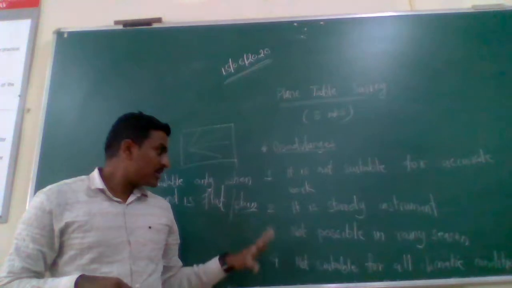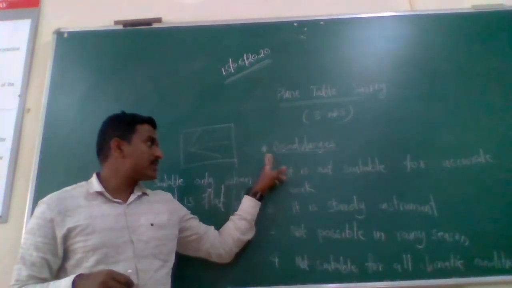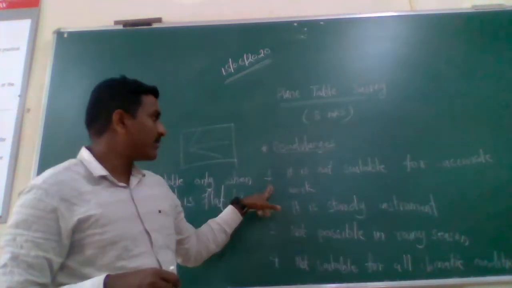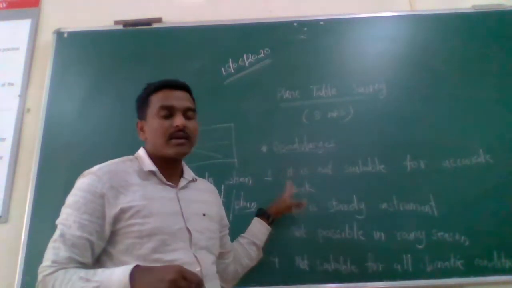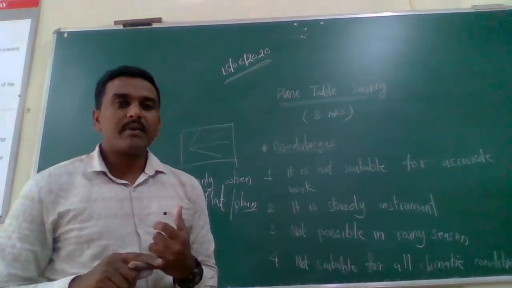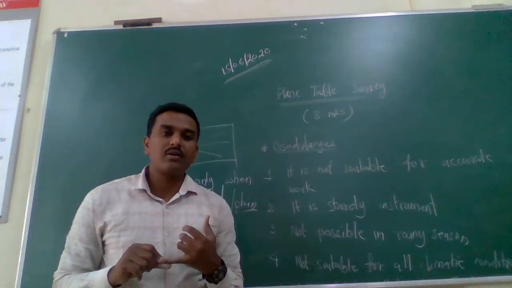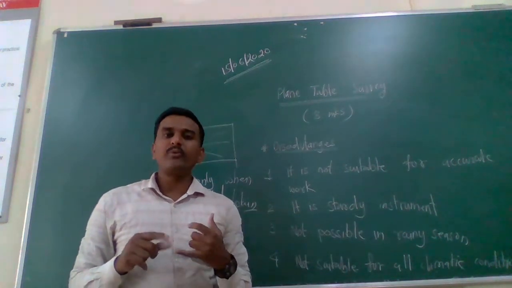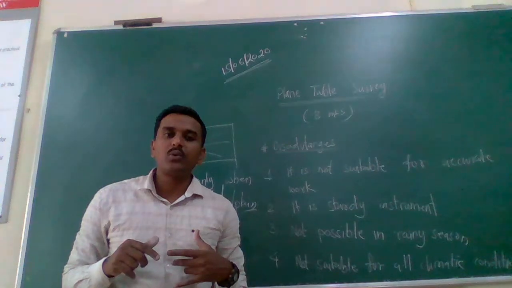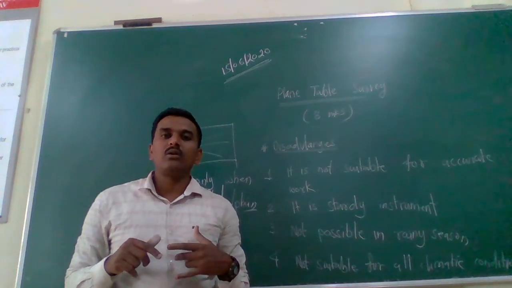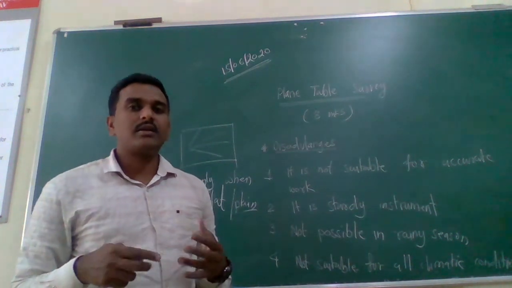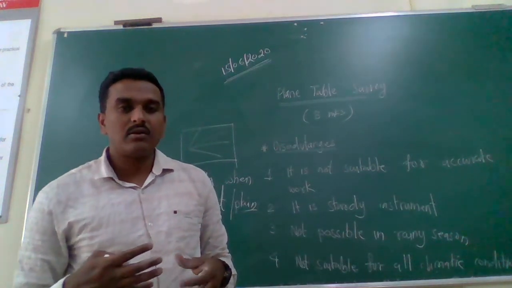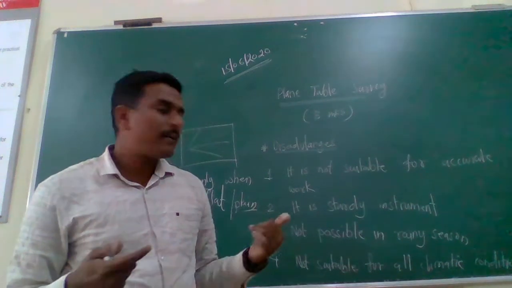Okay, so these are some disadvantages of plane table survey. First one is it is not suitable for accurate work. When we need accurate work, plane table survey is not for that. Accuracy of the plane table survey is very less. So if you want accurate work, then you have to go for another kind of survey, that is the theodolite survey, tachymetry survey, or total station survey, because that kind of survey is more accurate than plane table survey.